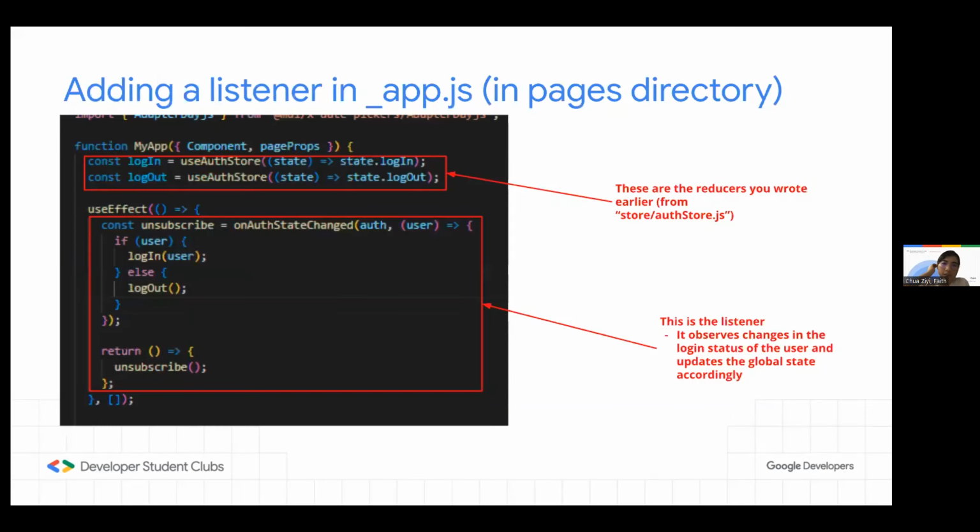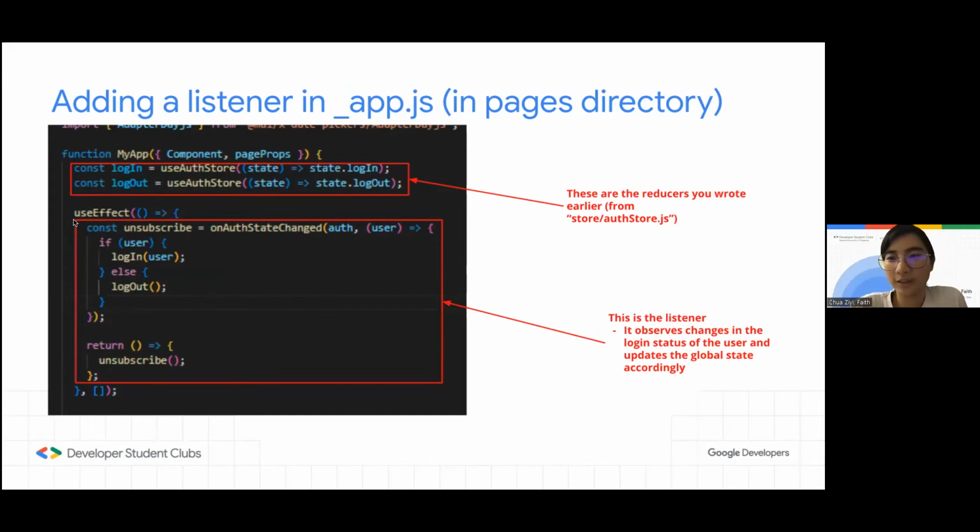Okay, so now, what we need to do, now that we have the global authentication state set up, is add in a listener. If you're familiar with OOP and the observer pattern, a listener basically observes changes in the state of authentication. So it's sort of like an observer pattern. This is object-oriented programming, which you have learned in 2030.